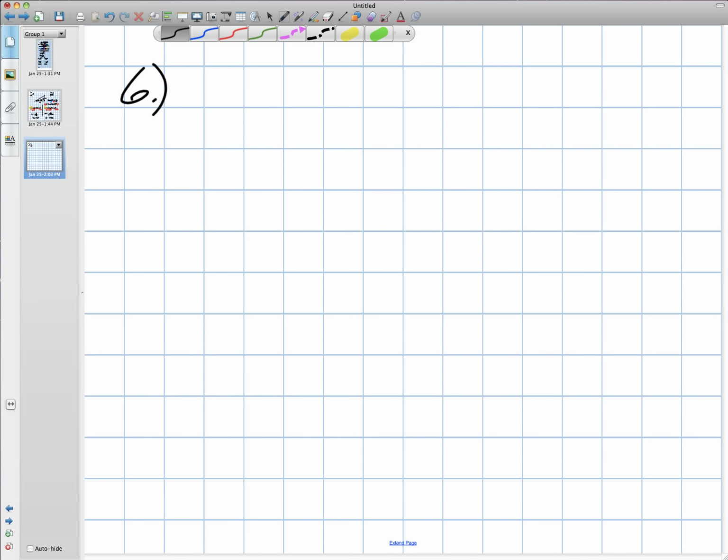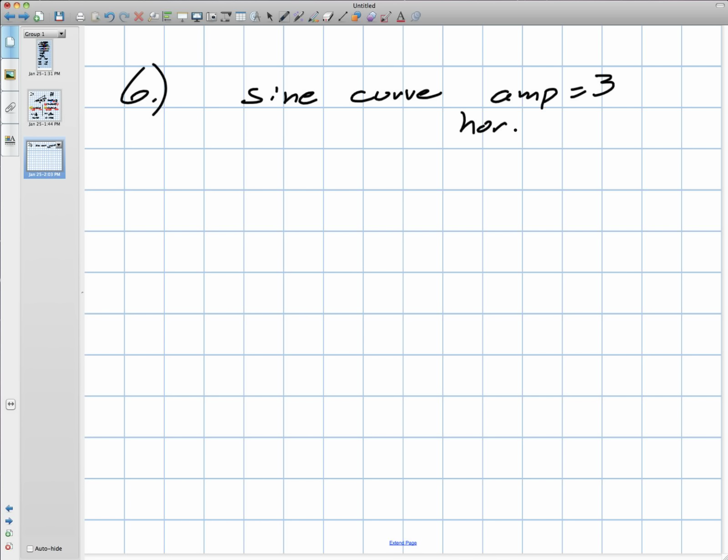Okay, question number 6. I don't have it up here, but I'm going to highlight the important part. It says, write an equation of a sine curve with an amplitude of 3. So the amplitude is 3. Horizontal translation of 180 degrees to the right. And a vertical translation of 2 units downwards. Okay?